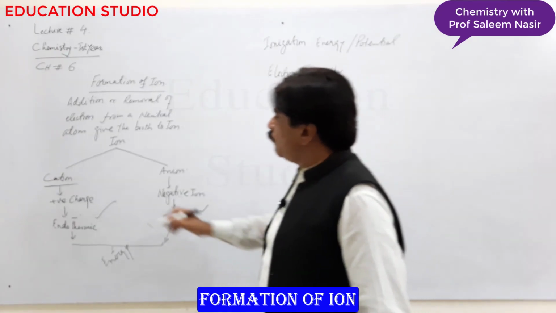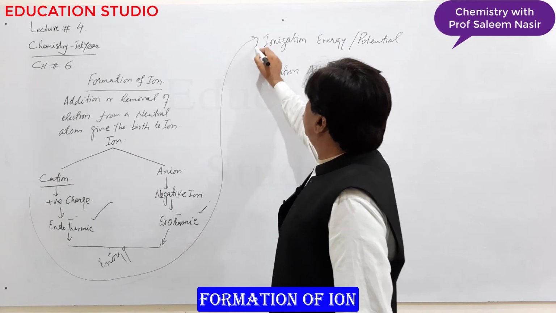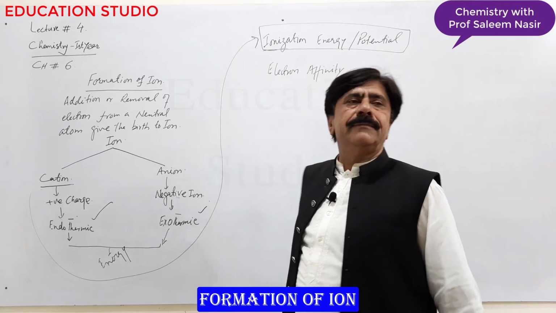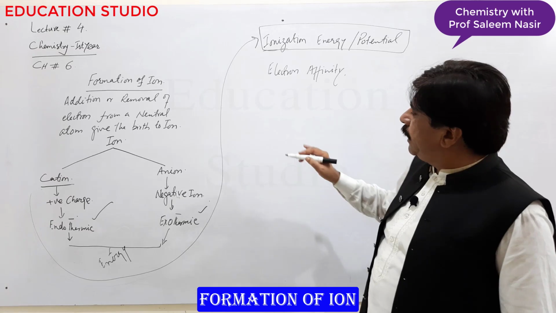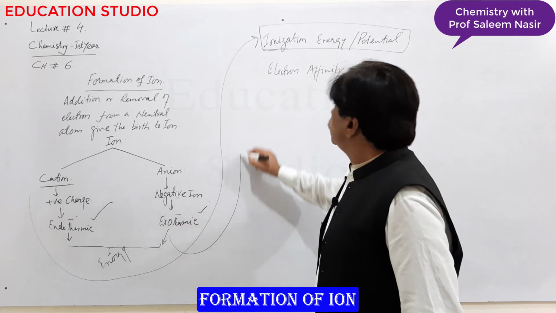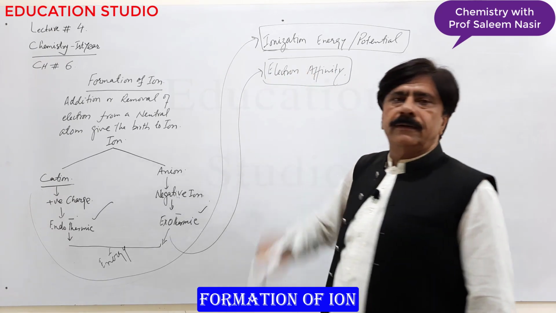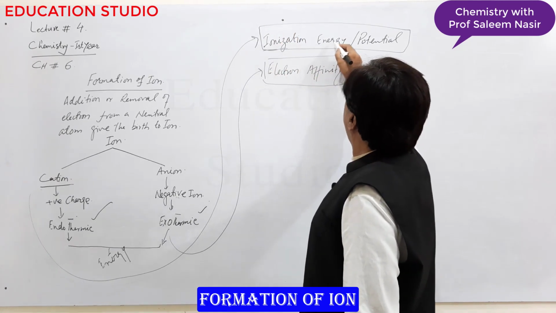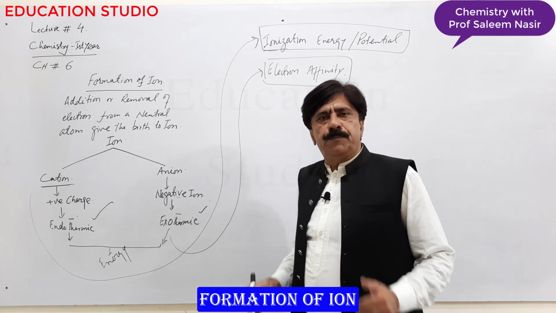Students, for the formation of the cation, where energy is absorbed, the energy concerned is the ionization energy or ionization potential. And where energy is released, it is concerned with electron affinity. Today we will only discuss the ionization energy or the ionization potential.